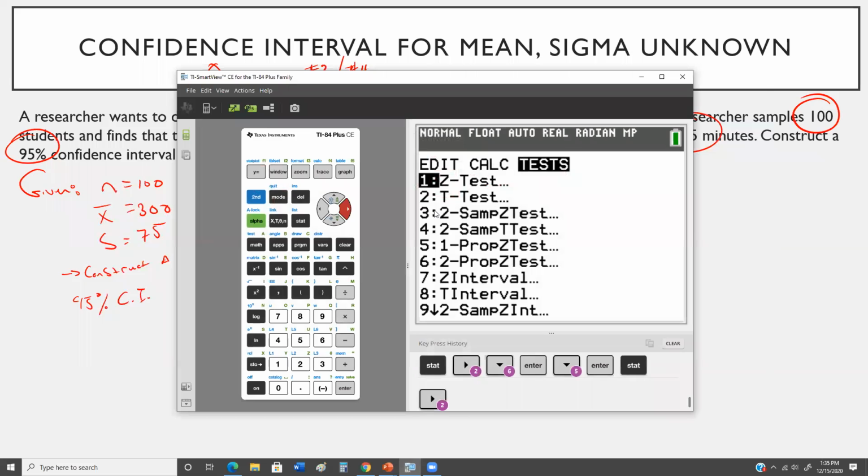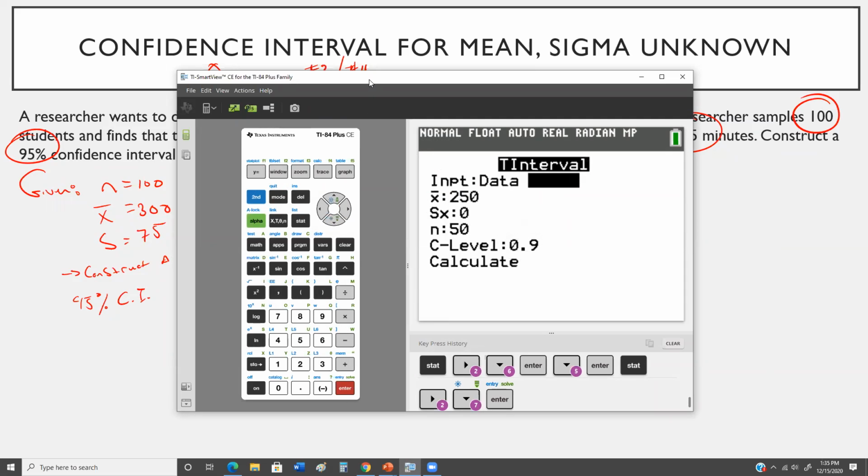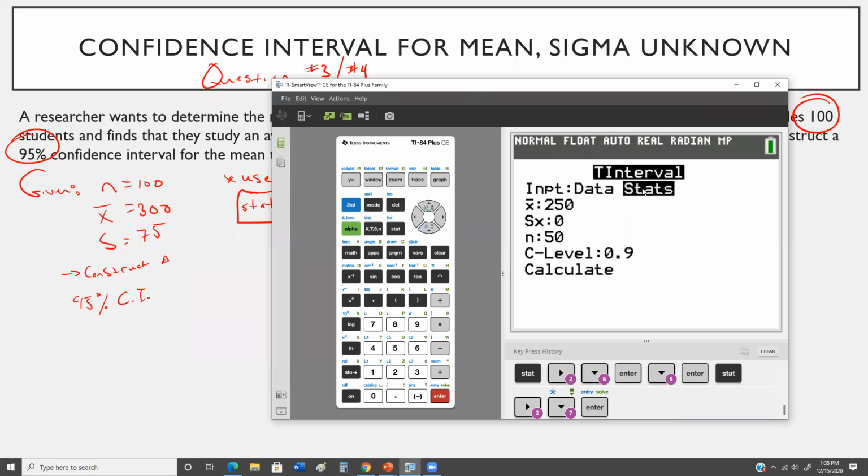So go into your calculator. You're just going to go down to option number 8. And again, you're going to have the stats because I'm not giving you the data. Okay, so make sure you have stats selected here. And then you just have to input these values for this problem. So the average time that students spent studying per week was 300 minutes. The standard deviation, look here, S, that's why I have S, is 75. This sample was 100 students. And what level of confidence did I ask for? 95. So just make sure to change this to 0.95. And then you go to calculate.